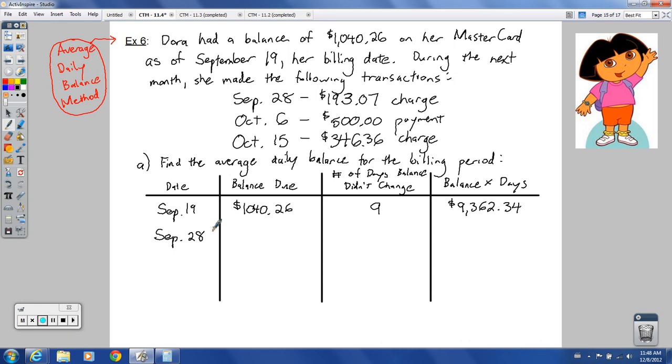On September 28, the balance due is going to be $1,233.33. Where did that come from? Where is that value coming from? It's coming from the $1,040.26 plus this new charge of $193.07. That gets you that number right there. And so how many days did this not change? You're going from September 28 to October 6.